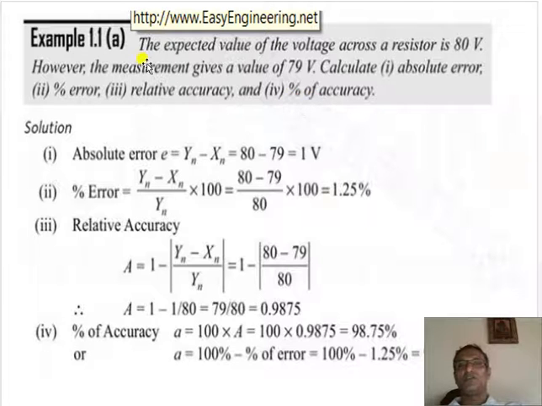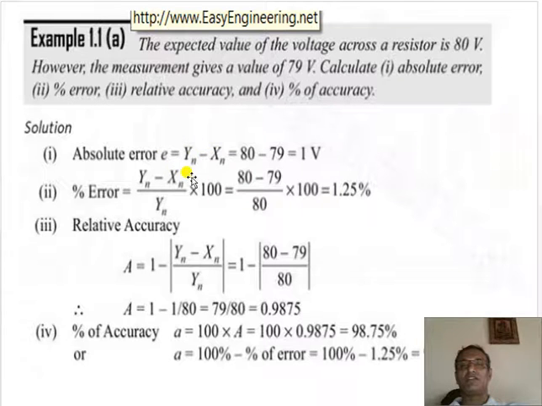So you can see here the expected value of the voltage across the resistor is 80 volts. The expected value is nothing but Y of n, but the measurement across the resistance gives a value of 79 volts. That is, X of n is equal to 79 volts and Y of n is 80 volts. Then I can write the equation as E is equal to Y of n minus X of n.